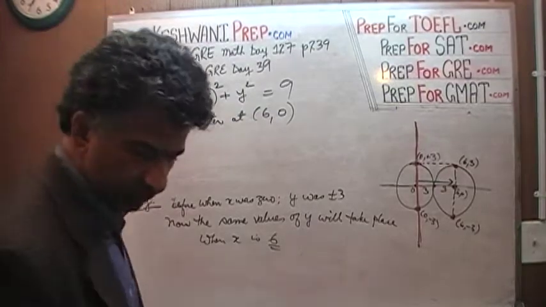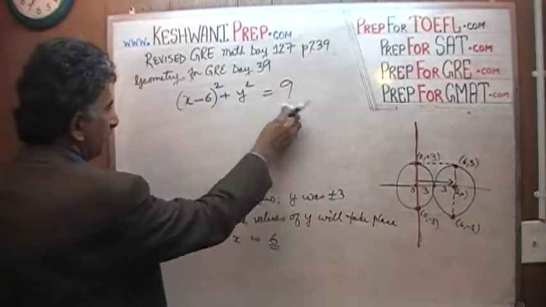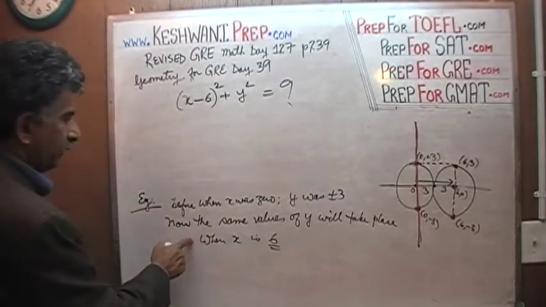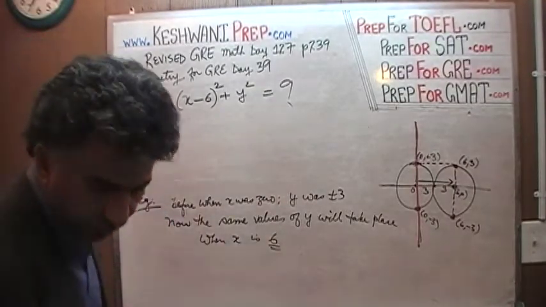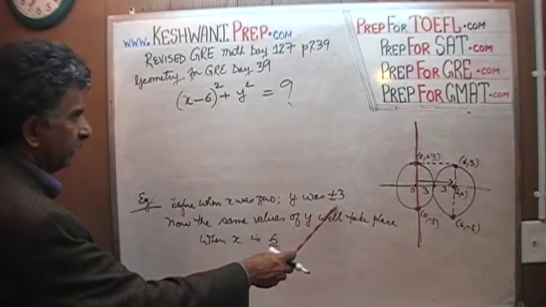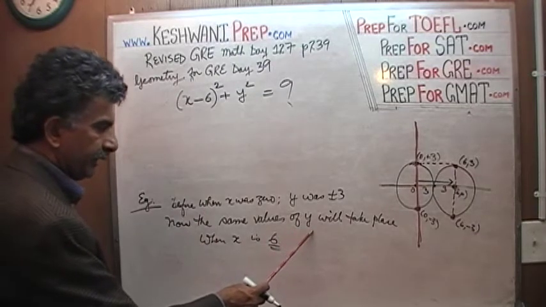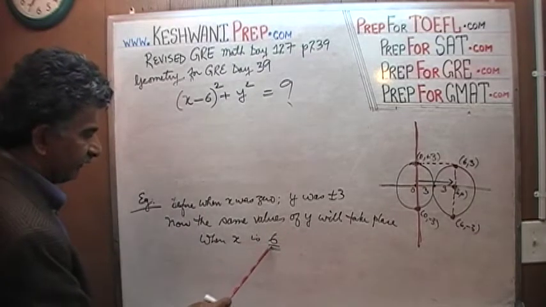For example, we're going to do it here. What I wrote down here, it says, for example, before when x was 0, y was positive 3 or negative 3 in the previous equation. But now, the same values of y, positive 3 and negative 3, will take place when x is 6. We're going to show it here.